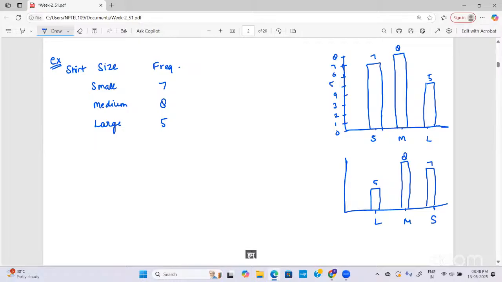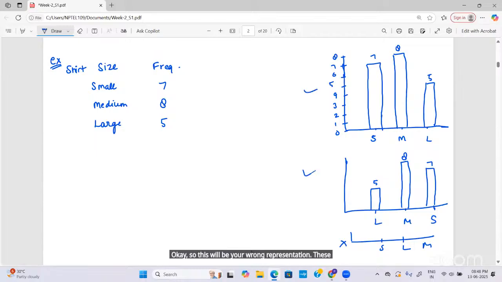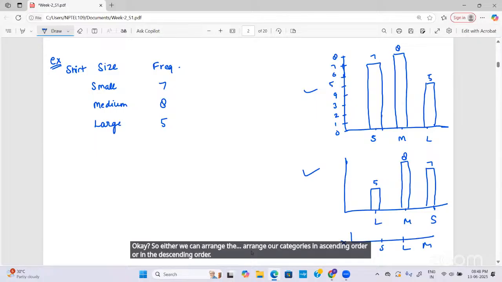Okay, but we should not make it like small, large, and medium. Okay, so this will be your wrong representation. These two are correct. Ma'am, one thing: either we can arrange our categories in ascending order or in the descending order.